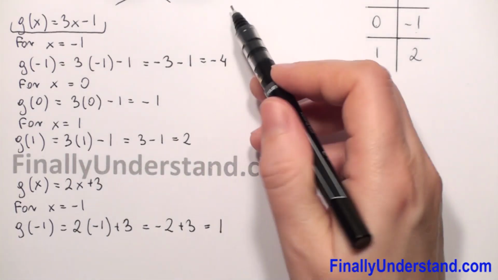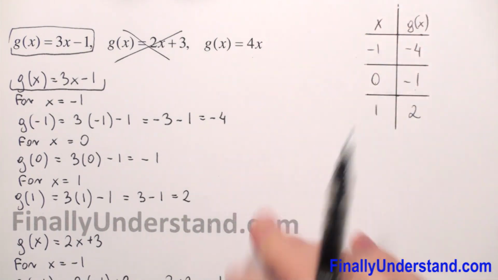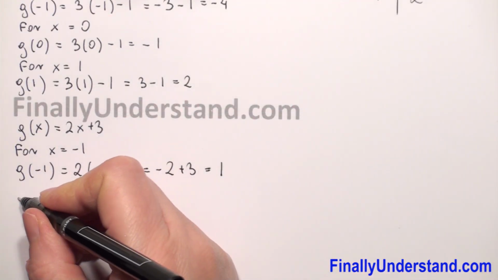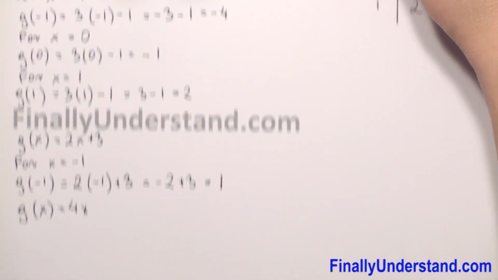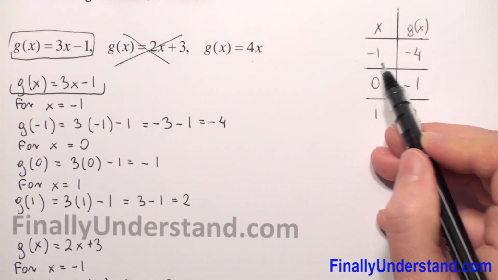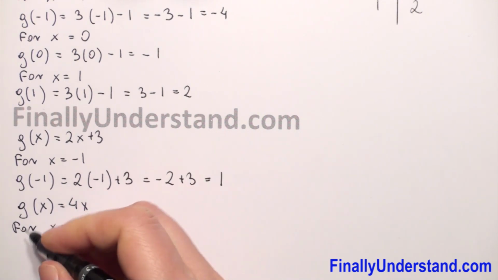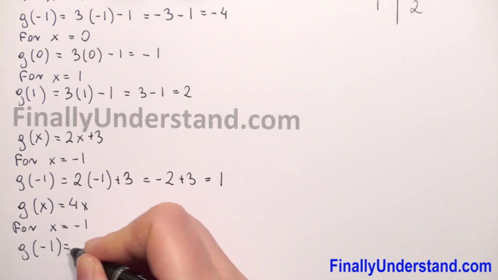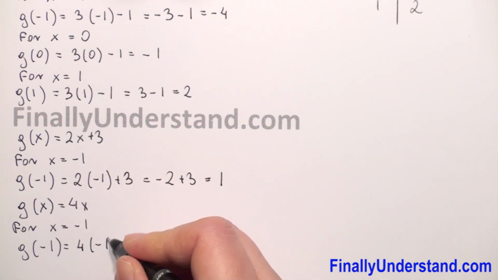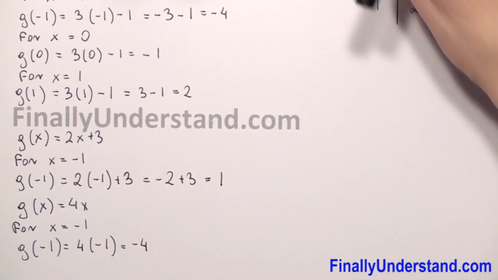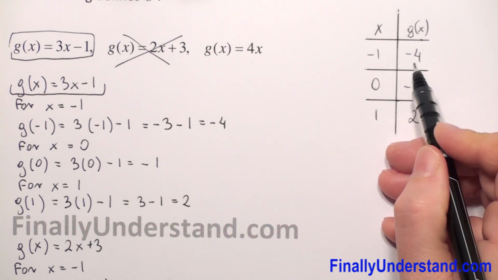And let's check the last. We have that g of x is equal to 4x. So let me copy our function. g of x is equal to 4x. So what will be for x equals -1? For x equals -1, g of -1, we have to substitute x by -1, so it will be 4 times -1, so this is -4. First value is okay. For x equals -1, we got -4.